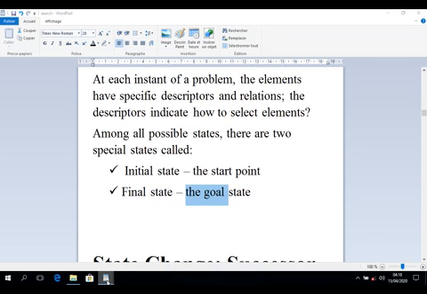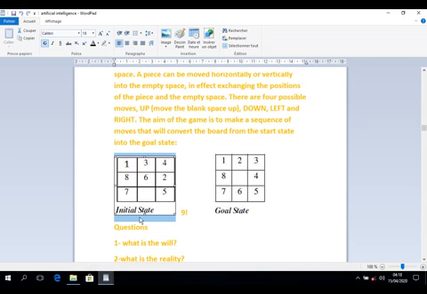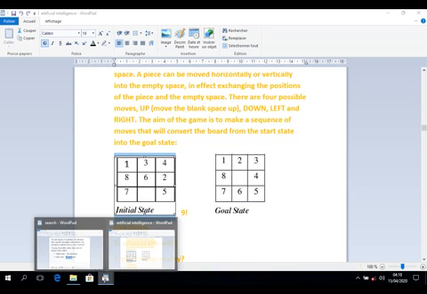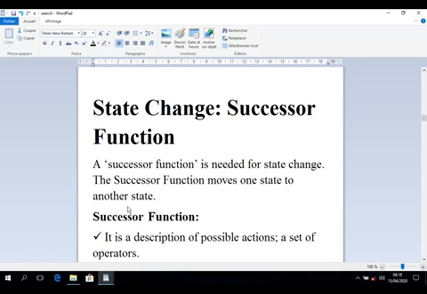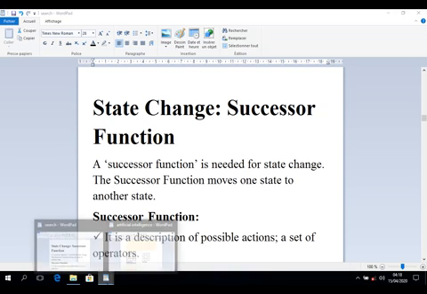Now, among all possible states, there are 2 special states. So we have the initial state, that is the start point, and the final state, that is the goal. In this problem, this is our initial state, that is the current state, and then this is the desired state, the goal state. Fine.